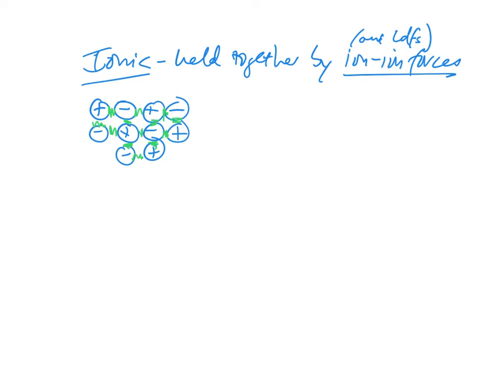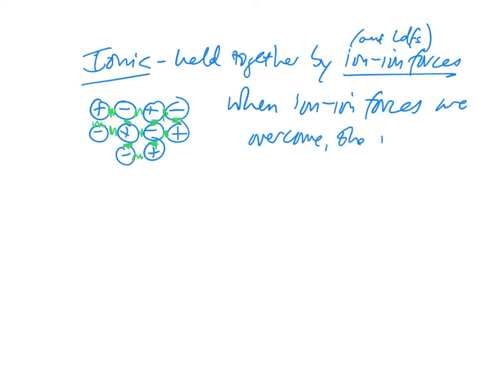So when these bonds are overcome, there's nothing remaining of the original structure. You just have a bunch of ions floating around separately, and we talk about that as dissociation. So when ion forces are overcome or broken, the result is individual ions, and there's no molecule or anything else. This is all that's left, the individual ions, and we refer to that as dissociation.